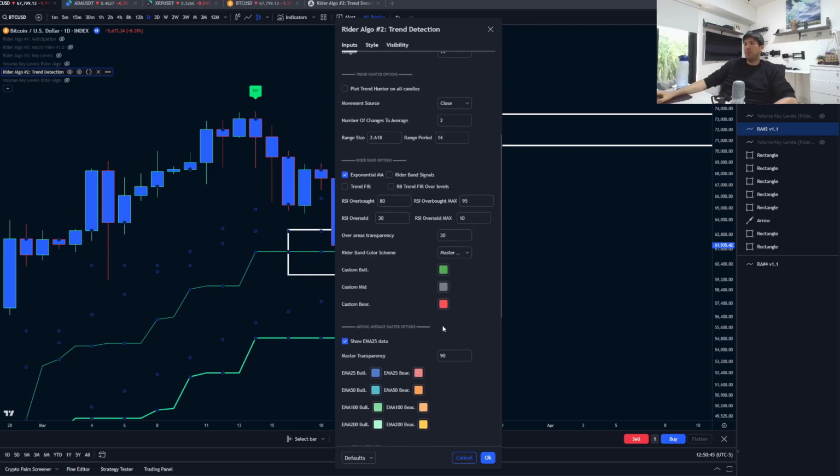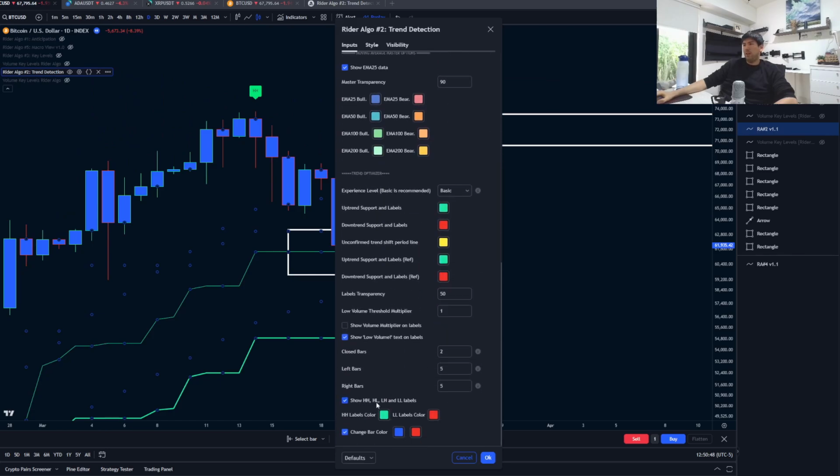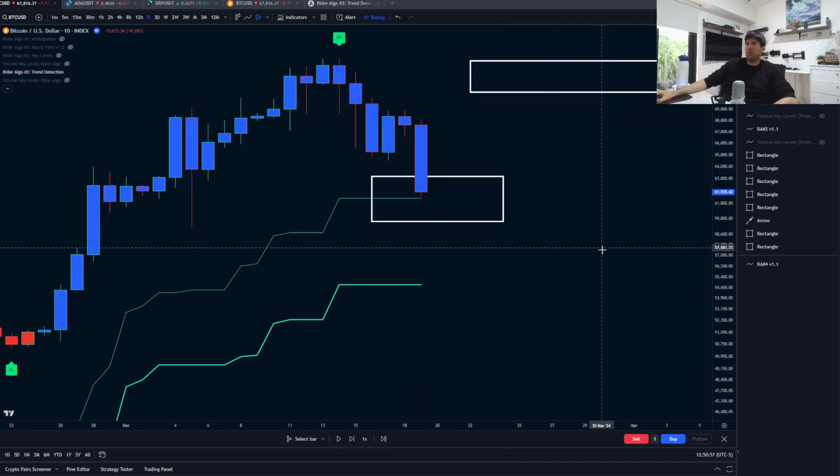So this is the option here. Show higher high, higher low, and they will tell you quite a bit of information. But most importantly, just pay attention to the higher highs and lower lows for shorts.